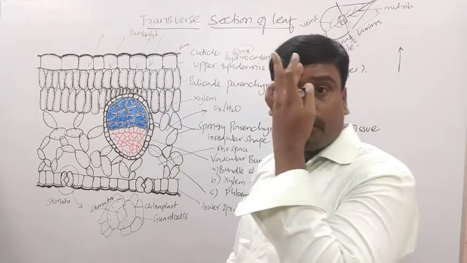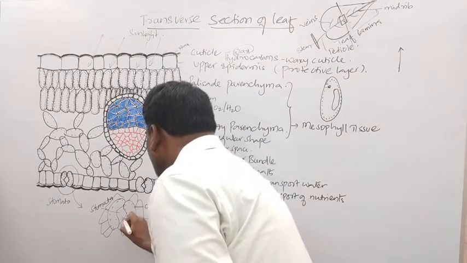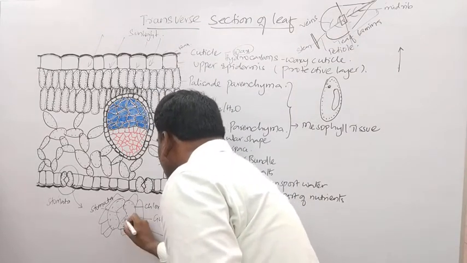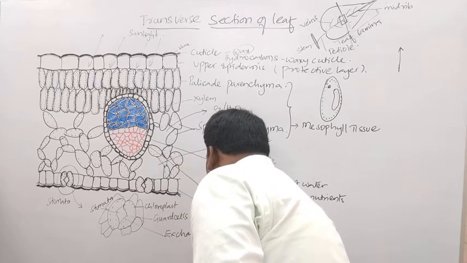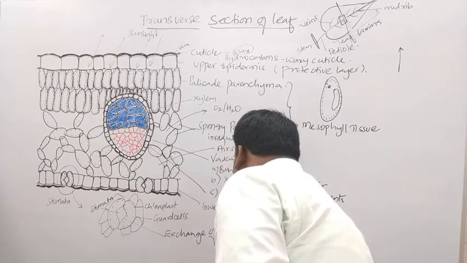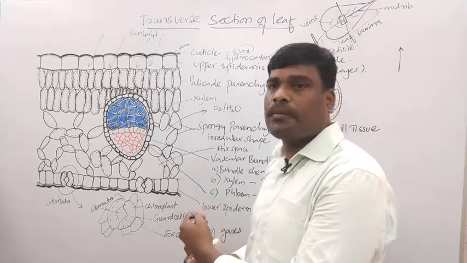Then what is the use of this stomata? This stomata is useful for exchange of gases. Exchange of gases. So what type of gases are exchanged here in the stomata?